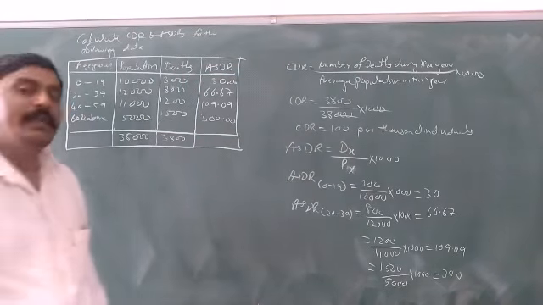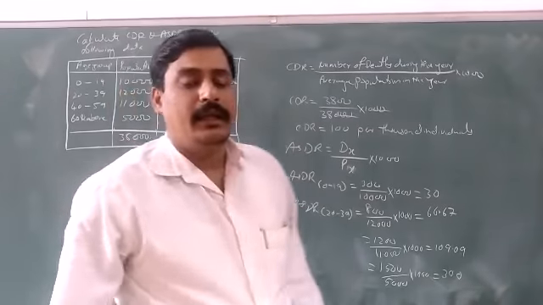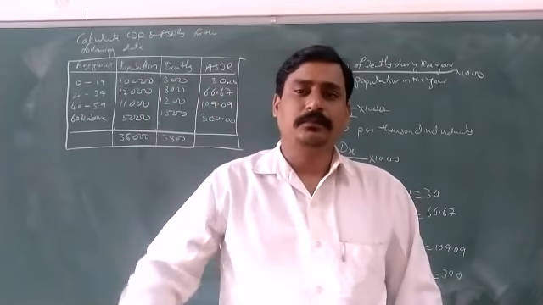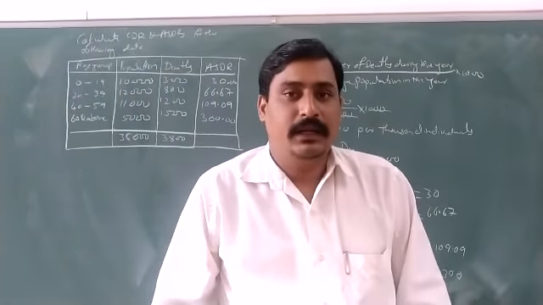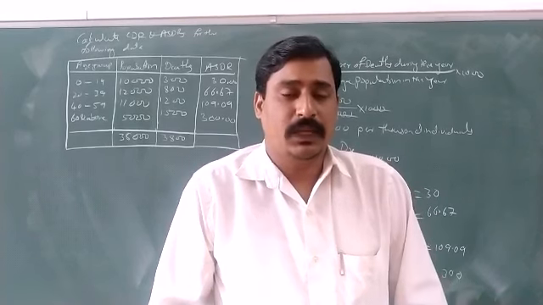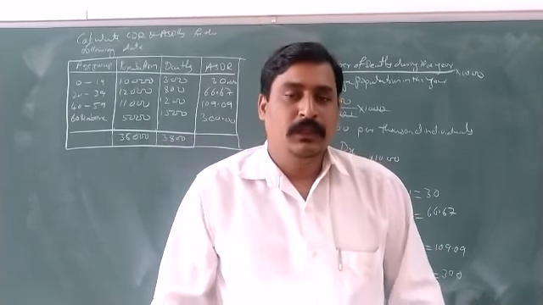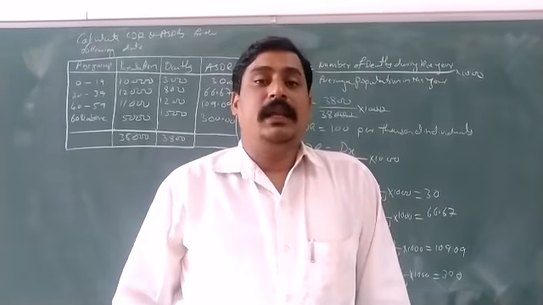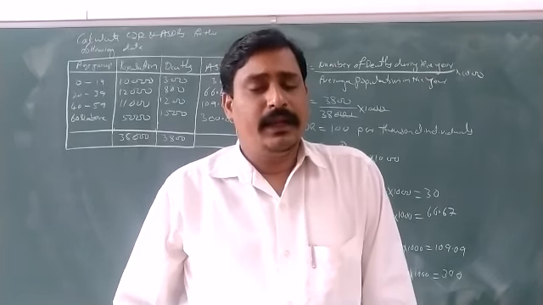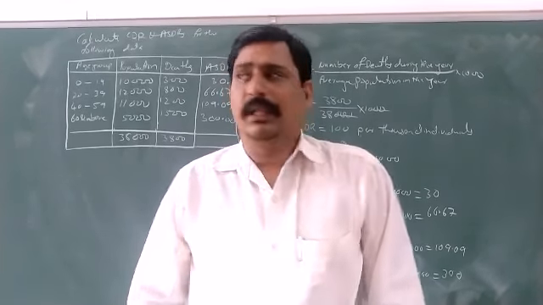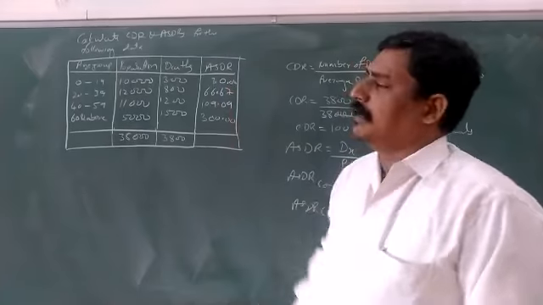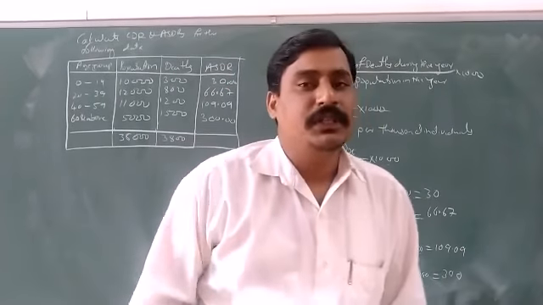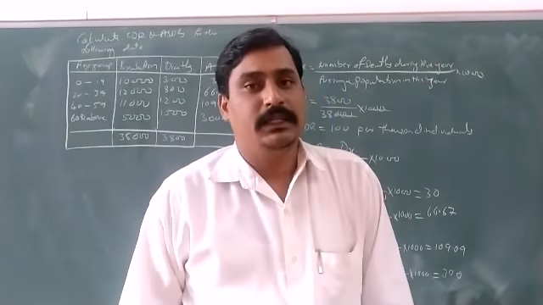So this is how we calculate CDR and ASDR when the population and deaths for different age groups are given. Next we calculate a problem on standardized death rate where the death rate per thousand is directly given. That is, the ASDRs are given and a standard population is given.